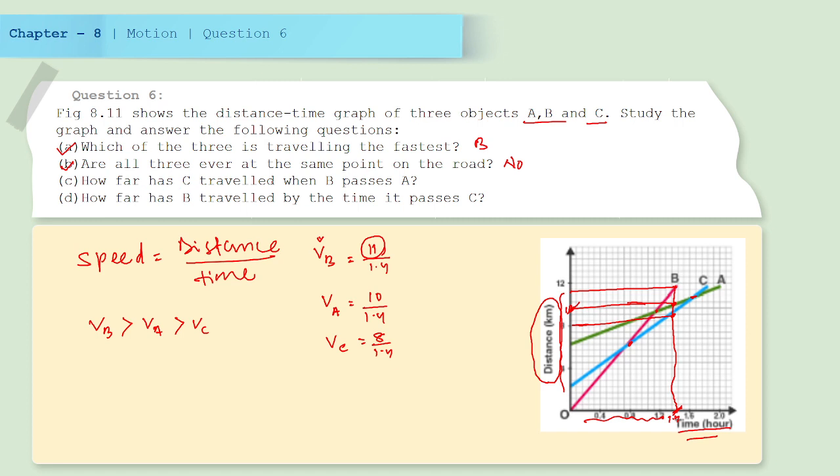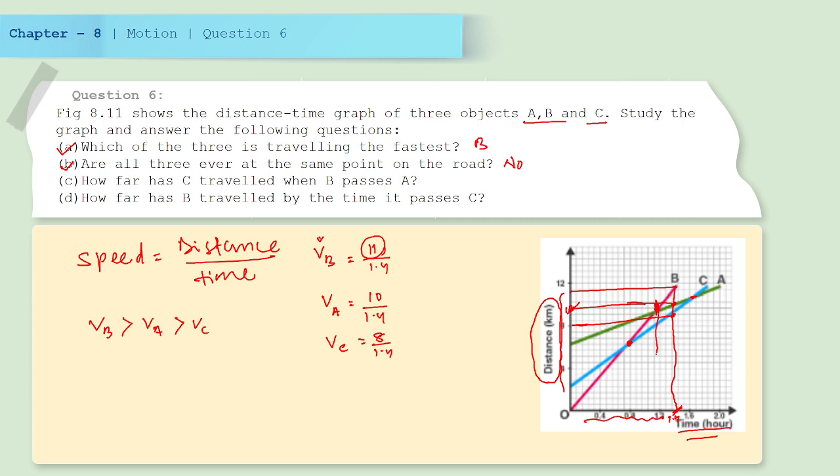How far has C traveled when B passes A? Look at the question. When B passes A, where is B passing A? B passes A at this point. At this point B passes C. So here at this point B passes A. The question is how far C has traveled when B passes A. So B is passing A here.